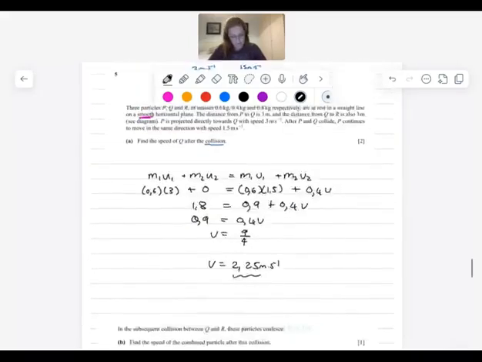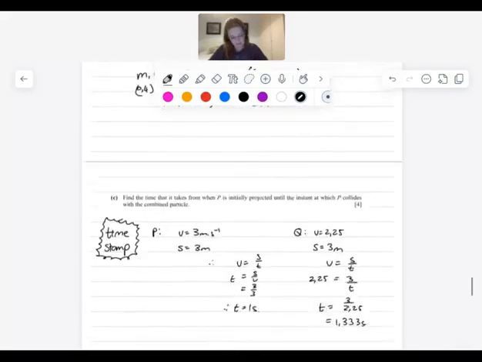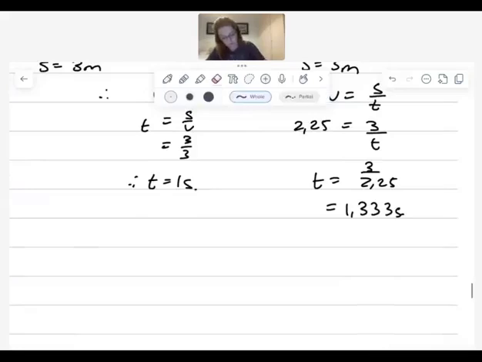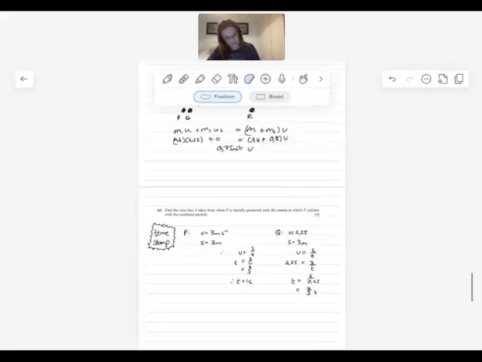So Q bumps into R and it takes 1.333 seconds. I'm actually going to write that as just 4/3 because then we're going to keep all of our decimals intact. Okay, 4/3 seconds. Now, because we want to picture this, I want to know where is P when Q hit R.